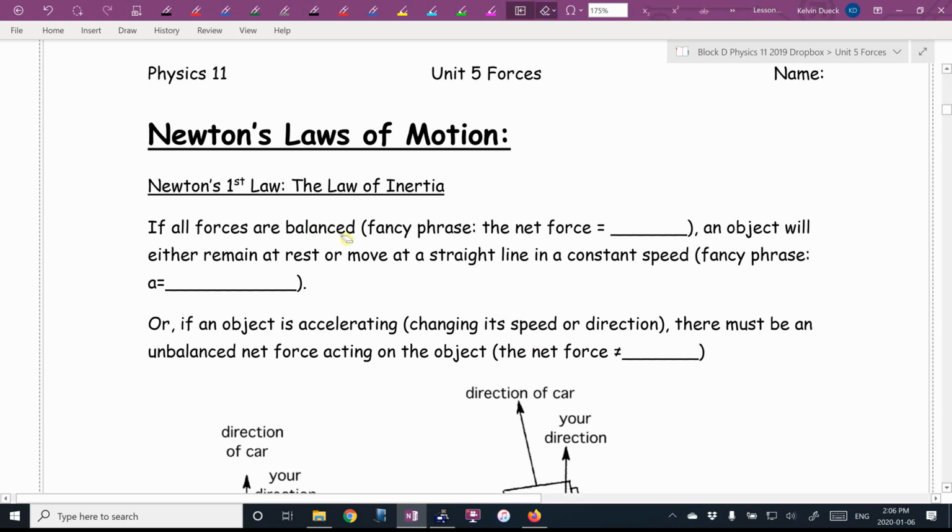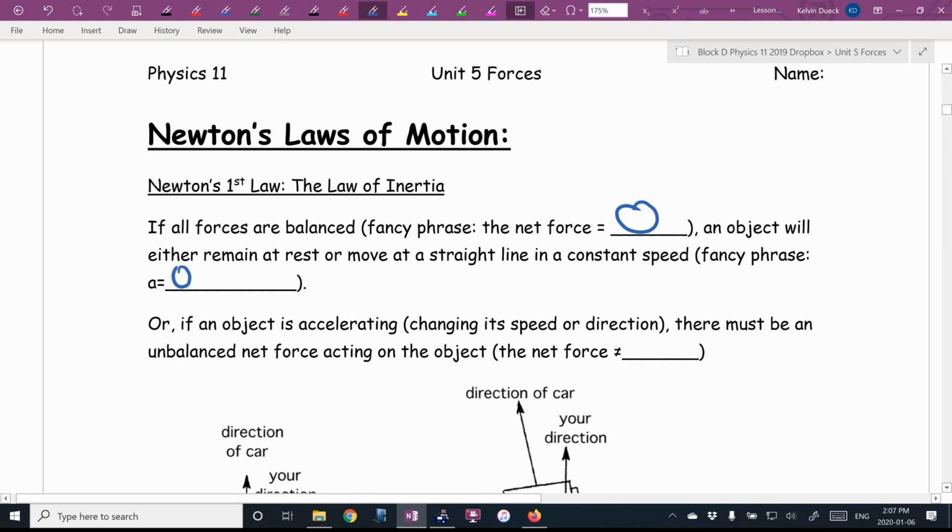If all the forces are balanced, like that one where the net force was 0, remember that one? If all the forces are balanced, fancy phrase, net force is 0, an object has to do one of 2 things. It will either remain at rest, if it was already at rest, or if it was moving, it's going to keep going in a straight line at a steady speed. The fancy phrase is it won't accelerate.